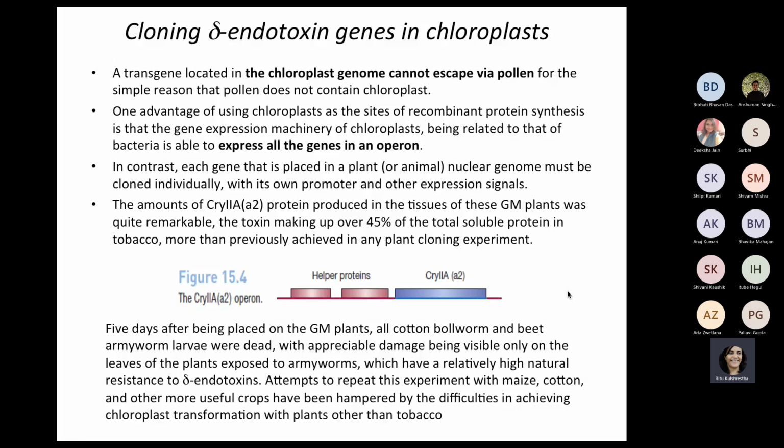Means it was much more efficiently folded as well as expressed when these helper proteins were there. And what they found was that they had a huge amount of toxin made by these plant cells in which chloroplast transformation was done, where over 45% of the total soluble protein in tobacco was this Cry protein. So this was like a huge achievement.